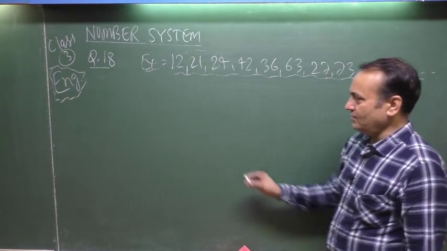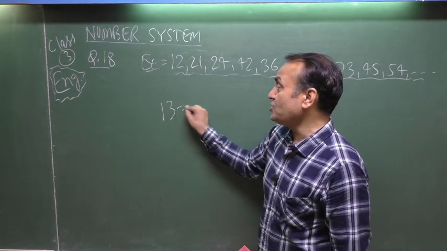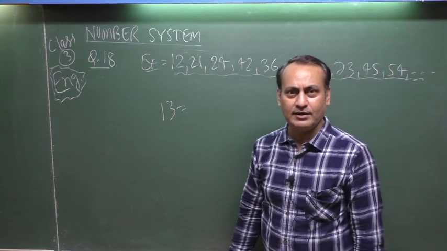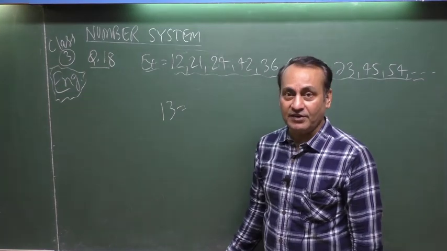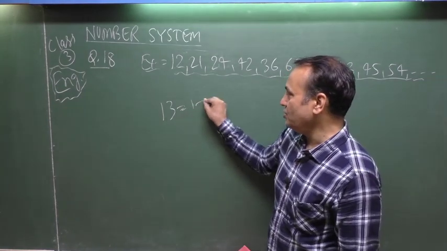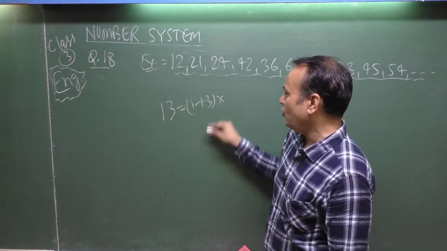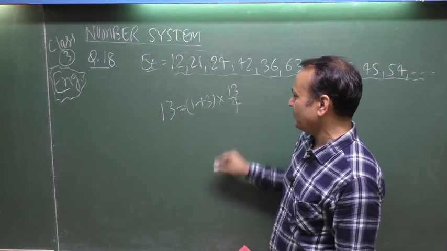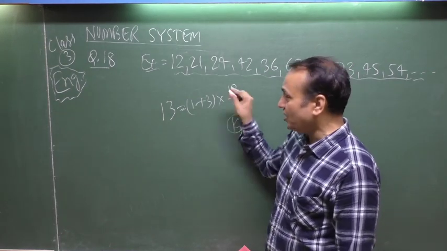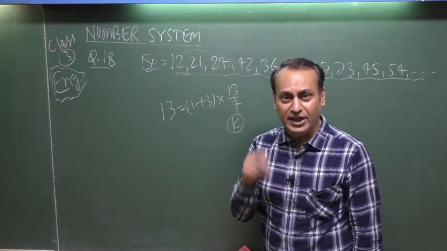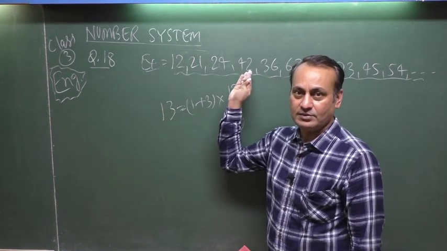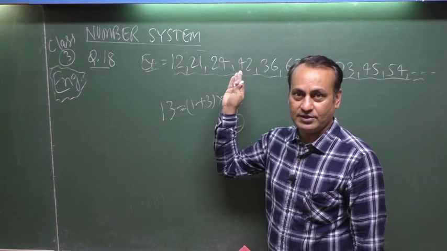Suppose, see here, 13 is such a number. This is also a 2-digit number. You can solve using this example as well, but the calculation will be tougher. See here, this is 1 plus 3 into 13 by 4. That means k equals 13 by 4 here. That's why I have suggested you pick any one number from these. This will be better for your calculation.